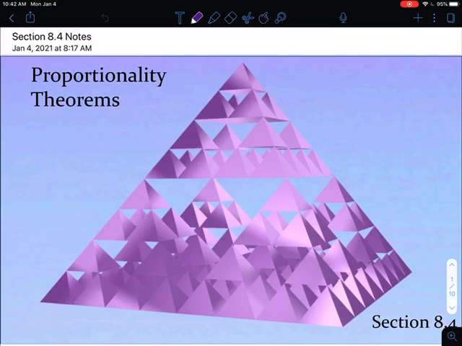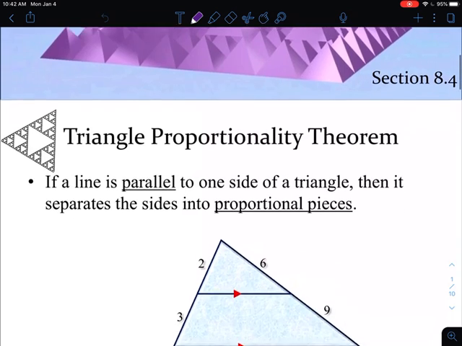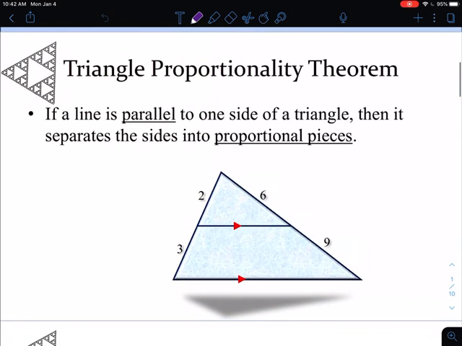And so it kind of goes along with our idea of similar figures, in that the pieces that are made are proportional. The pieces that are made are similar to one another. And so what we start off by looking at here are just some different theorems. Now the names of these theorems are not something you're going to have to memorize, just kind of what they say. So we have this triangle proportionality theorem, which you don't need to remember that name.